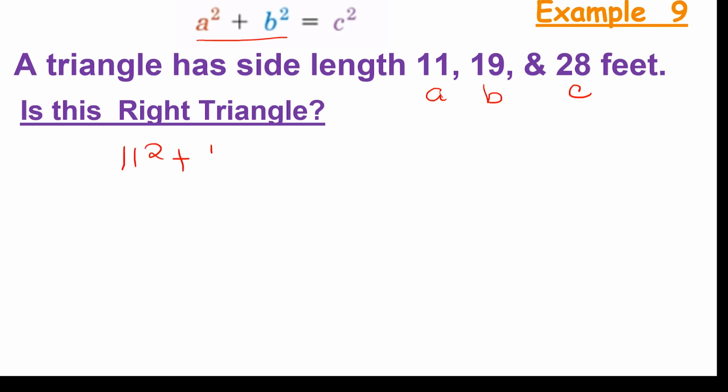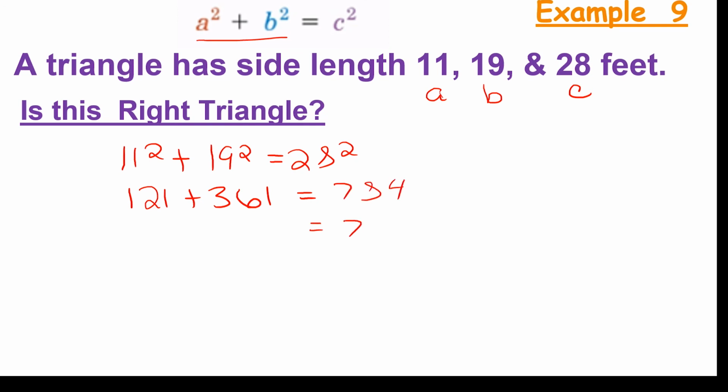11 squared is 121. 19 squared is 361. 28 squared is equal to 784. You can kind of already see that 121 plus 361 is not going to equal 784. Let's just add them anyway. It's actually 482. Alright, so this is not a true statement, so this is not a right triangle.